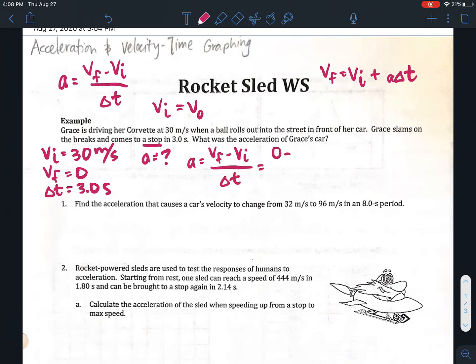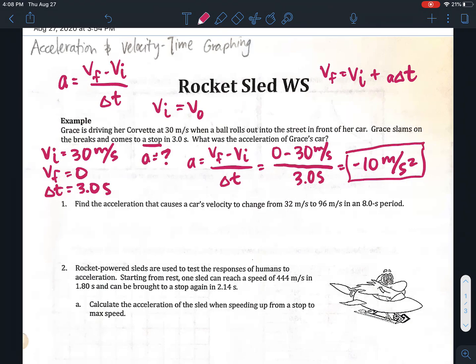VF was 0. VI or V naught was 30. And then put that over time of 3 seconds, and I get a negative 10 meters per second squared, and that is my final answer. You don't have to adjust for sig figs. 30 only had one sig fig in it, and so does 10. Okay.